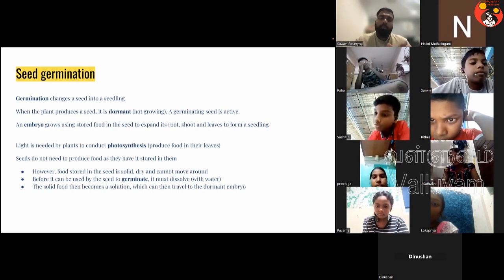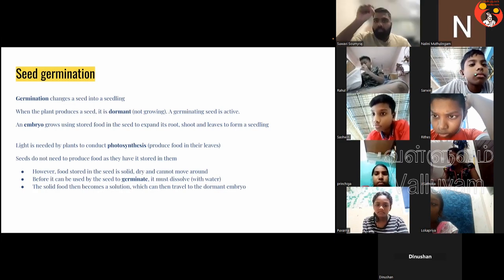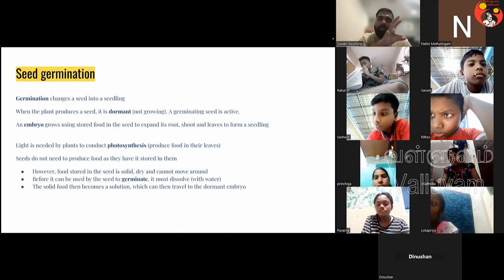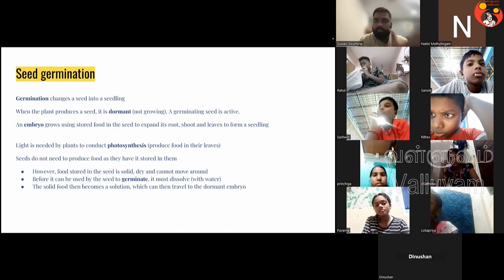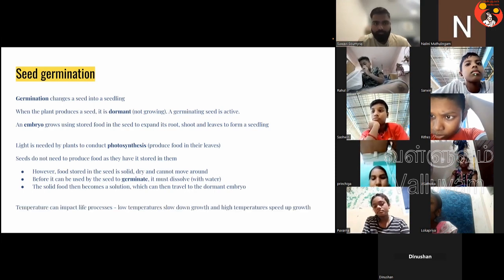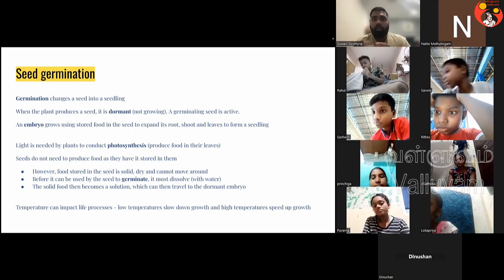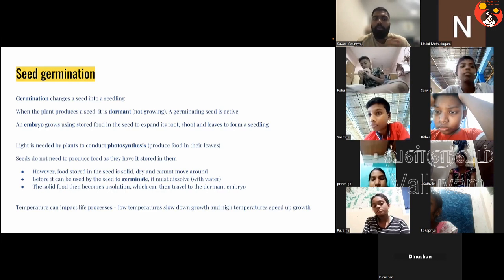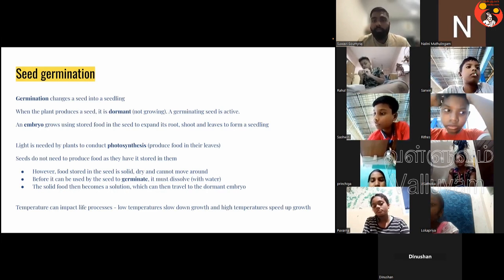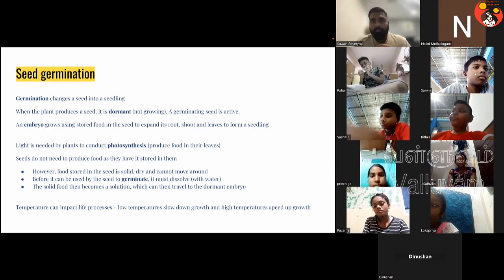With water, the solid food becomes a solution, which then travels, rather than being stuck, down to the embryo and moves it from being dormant, which is stuck, to becoming an active process. Now, as a general statement, temperature can have an impact on these life processes. So low temperatures tend to slow down the growth of seedlings, while high temperatures tend to speed up this growth.